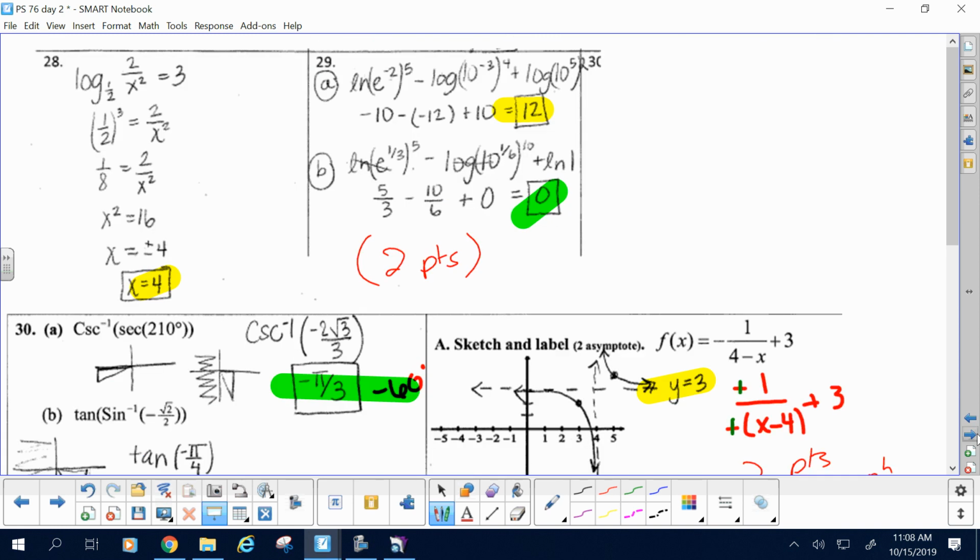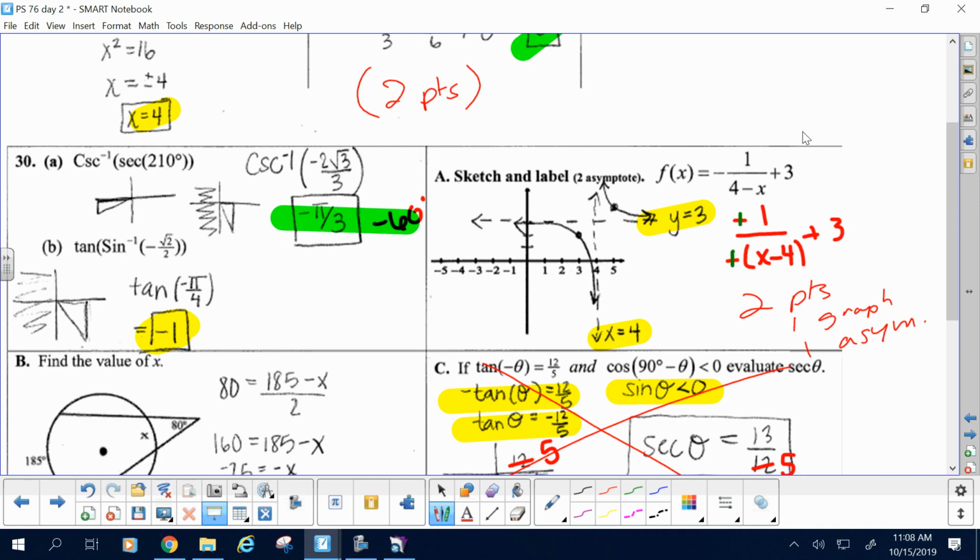28, x is positive or negative 4 initially, but it can't be negative 4, so it's just x equals 4. Always make sure you're taking the log of a positive if you get a solution. 29 is 2 points, 1 for part A, which is 12, 2 for part B, which is 0. If you only missed one of those, then take off just 1. 30 is 2 points. A is negative pi over 3 or negative 60 degrees, whichever you like, and B is negative 1.